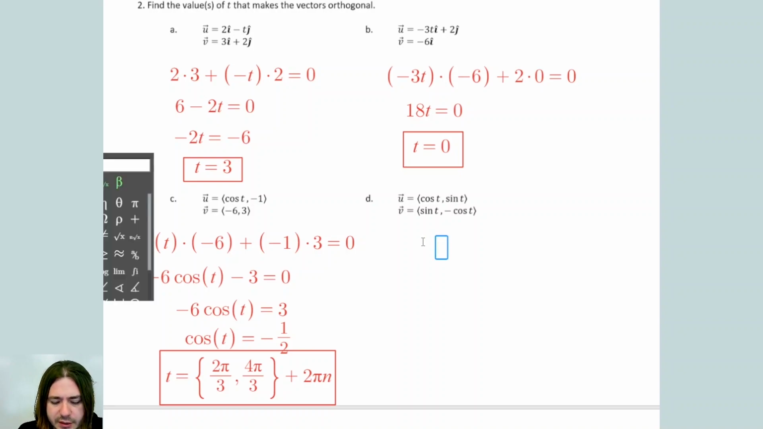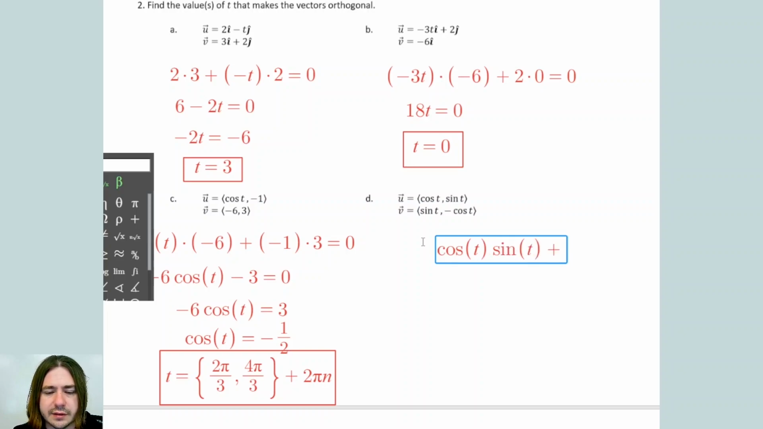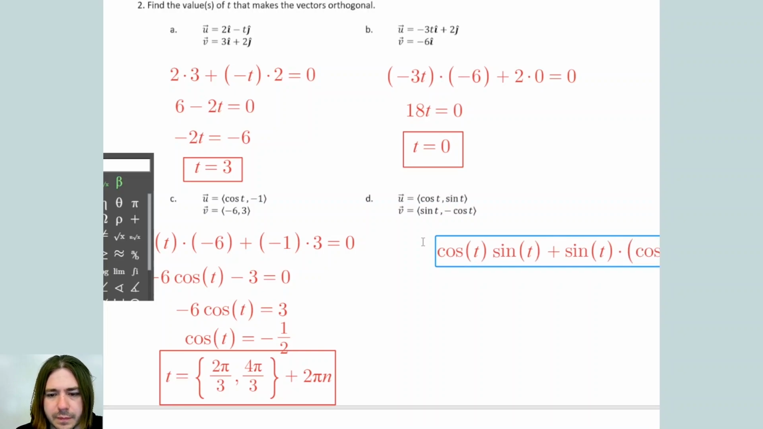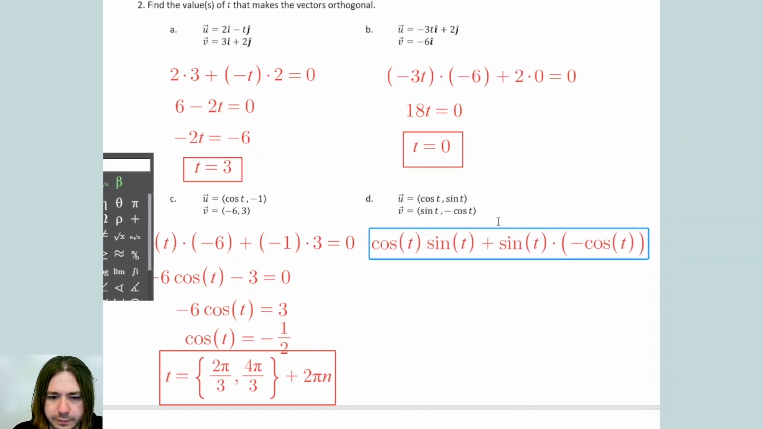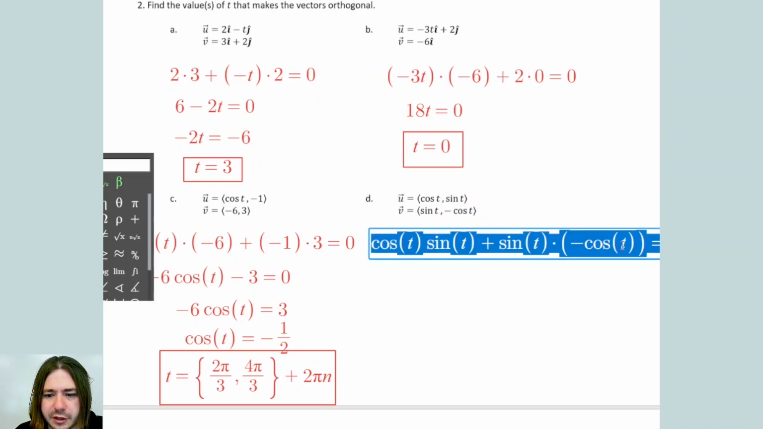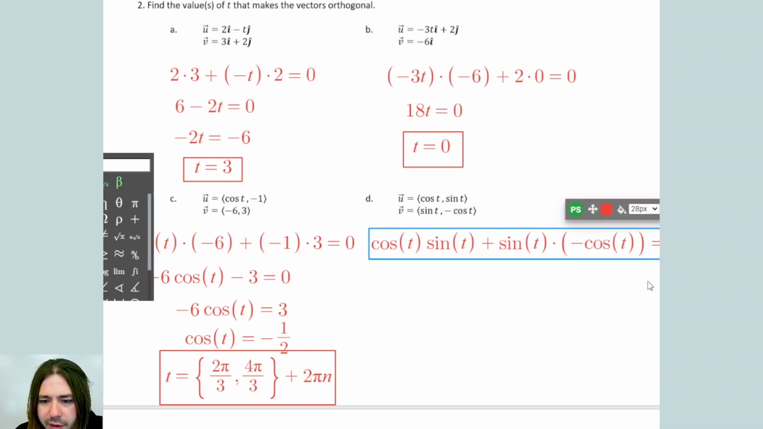We've got cosine t times sine t plus sine t times negative cosine t. Throw a little negative sign in there. And that should equal 0. Going a little off the page here. Let's just make this a little smaller since it's taking up kind of a lot of room here.